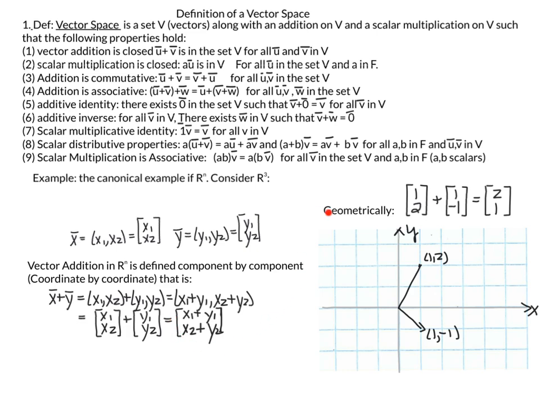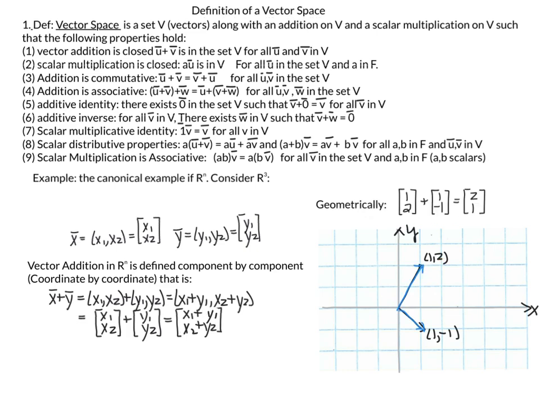Next, I'll show you the geometric interpretation. My first vector is the vector 1, 2. My second vector is the vector 1, negative 1. So when I add them, I add the first coordinates together, so 1 plus 1 is 2. And then my second coordinate is going to be 2 minus 1, which is 1. Here I have my vector 1, 2, so I go 1 unit on the x-axis, 2 on the y. My vector 1, negative 1 is 1 unit on the x-axis, and then 1 unit down on the y. So these are my vectors, 1, 2 and 1, negative 1.